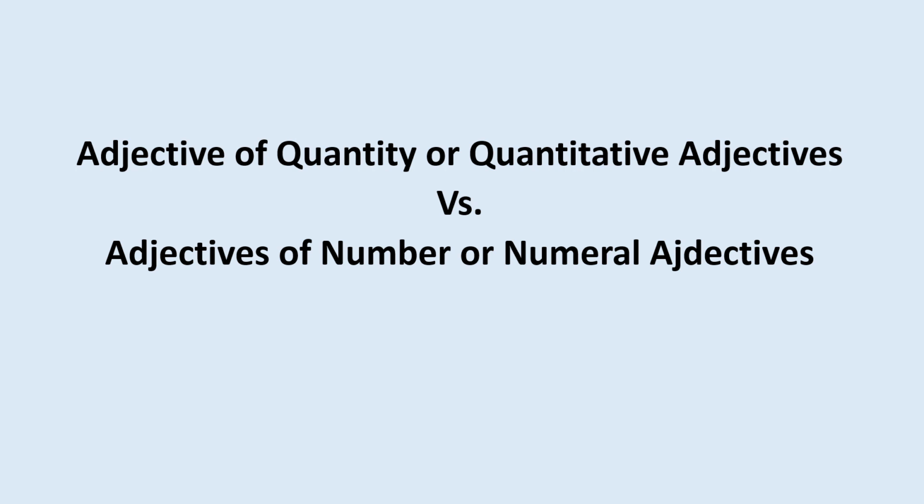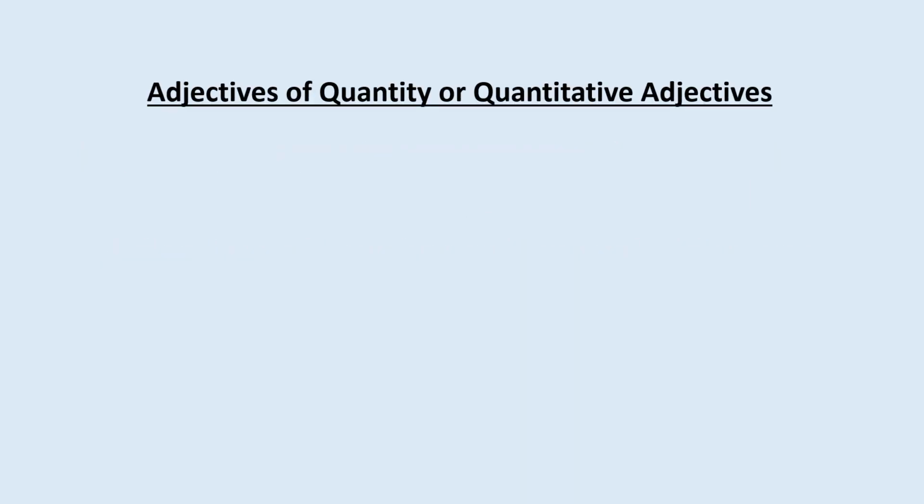Hello everyone. Today we will look at the difference between adjective of quantity, which is also known as quantitative adjectives, and adjective of number, also known as numeral adjectives. Let us start with adjectives of quantity or quantitative adjectives. These adjectives answer or tell the quantity of anything.